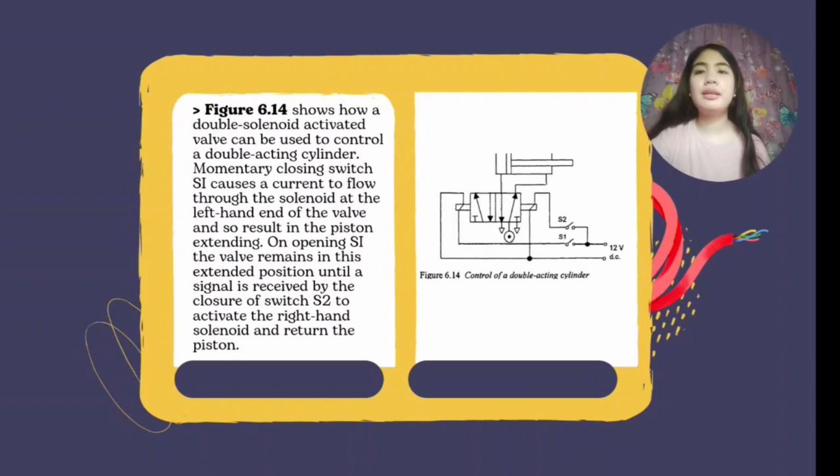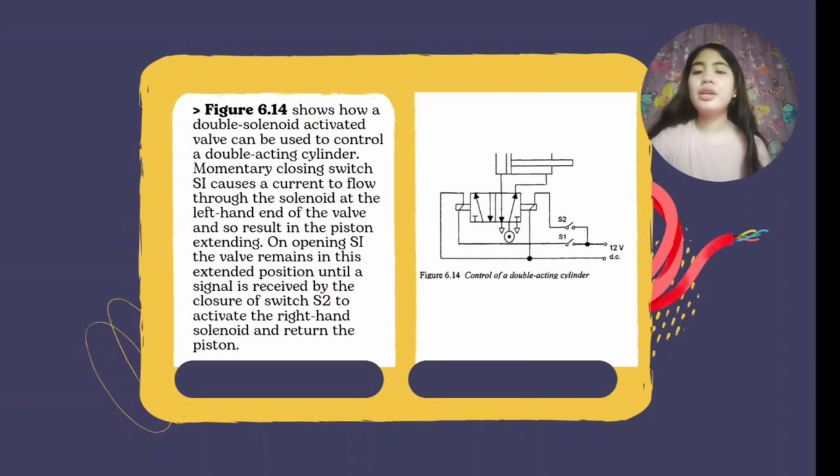Figure 6.14 shows a double solenoid activated valve that can be used to control a double-acting cylinder. Momentary closing switch S1 causes a current to flow through the solenoid at the left hand end of the valve and so results in the piston extending. On opening S1, the valve remains in this extended position until a signal is received by the closure of switch S2 to activate the right hand solenoid and return the piston.